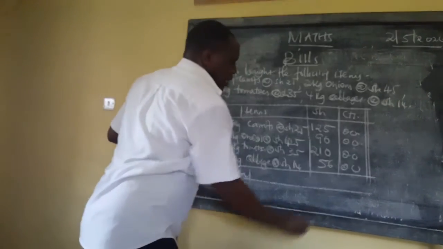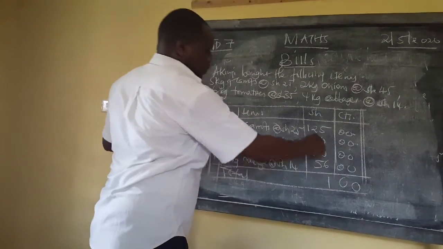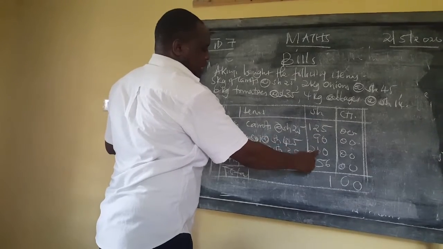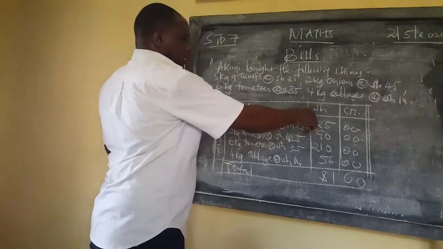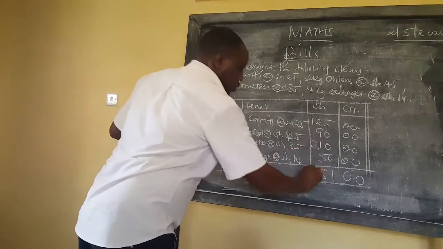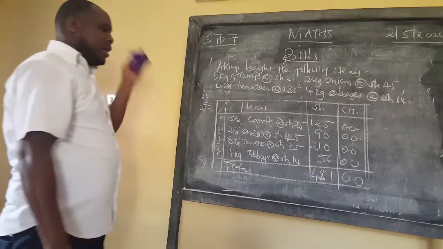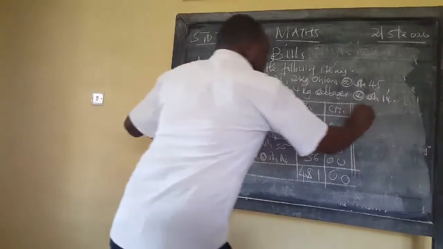Then you add the total: 0, 0, 11, carry 1, 3 plus this is 12, 13, 18, 8, carry 1, 2, 4. So the total cost for the items is 401 shillings. So that is A.